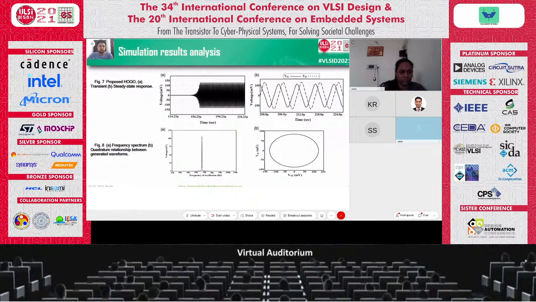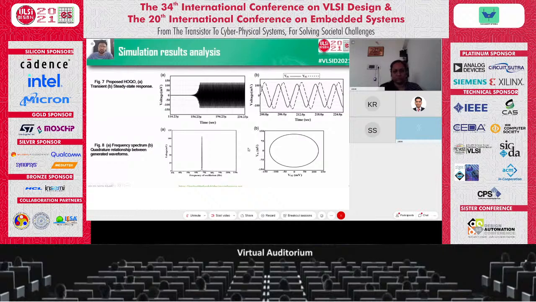Figure 7 shows the simulated results, the transient and the steady state response of the proposed higher order quadrature oscillator configuration. This is the steady state response at the terminals V01 and V02, which provides a phase shift of 90 degrees, and the frequency spectrum. The proposed structure is designed for 16.056 kilohertz, and the frequency spectrum is obtained around 69 kilohertz of frequency. Figure 8b shows the quadrature relationship between the generated waveforms.